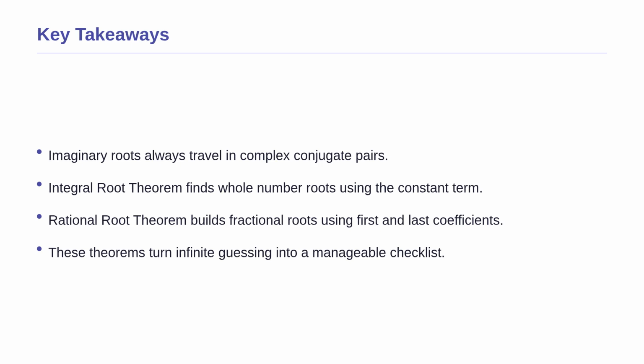We have covered a lot of ground today, so let us review our key takeaways. These three rules are the ultimate tools for breaking down complex polynomials. First, the complex conjugate root theorem ensures that imaginary roots always travel in pairs, keeping our equations grounded in real numbers. Second, the integral and rational root theorems act as powerful filters, turning an infinite guessing game into a small, manageable checklist by simply looking at the first and last numbers of the equation. You now have the exact tools needed to start solving higher degree polynomials with confidence.